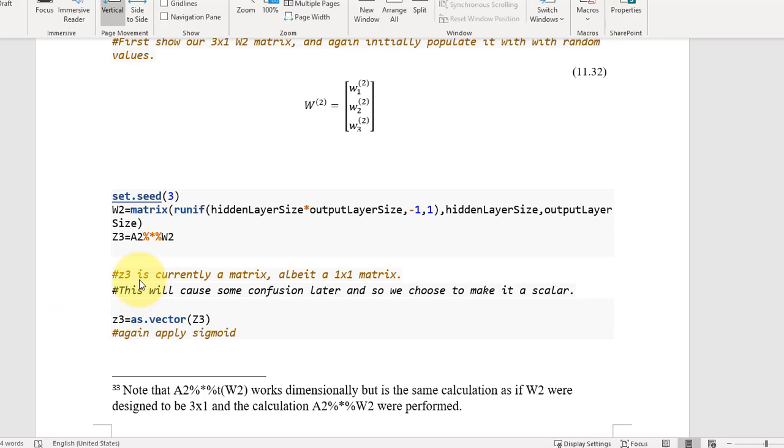Now here we see that Z3 in this is a matrix, but we may convert it. In fact, here we are going to convert it to a vector. That's not necessary, but we're just doing that. Again, it's definitely not necessary. Now we have Z3, and then we want to pass Z3 through the sigmoid function.